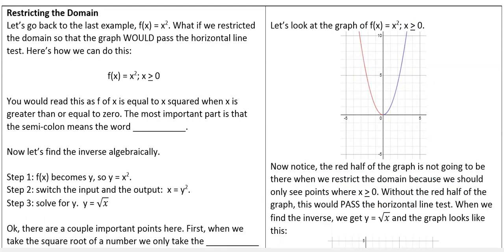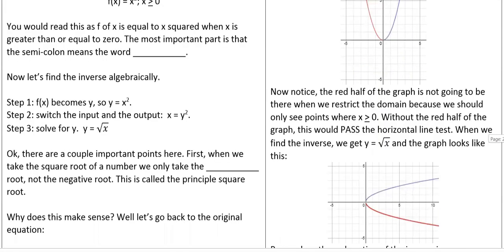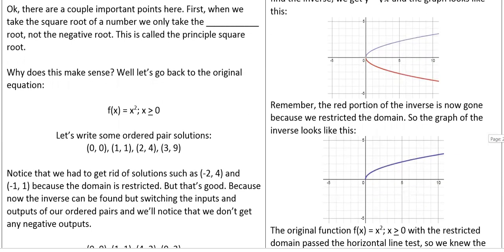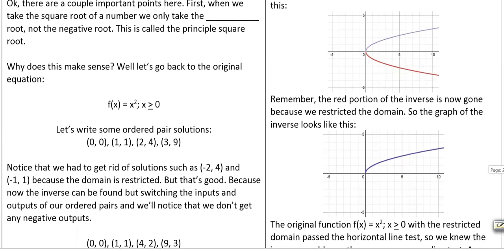Let's say we didn't restrict the domain. Notice there's the red half of the data right there, but it's gone now because we have restricted the domain in the original function. Remember, the red portion of the inverse is now gone because we restrict the domain. So the graph of the inverse looks like this purple line, this purple line without the red part.